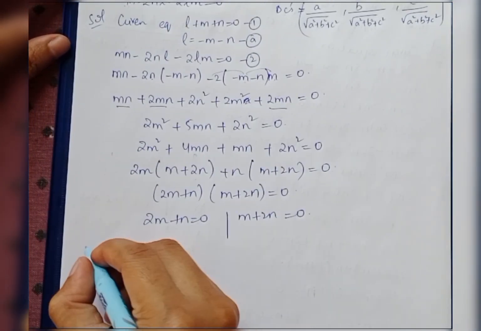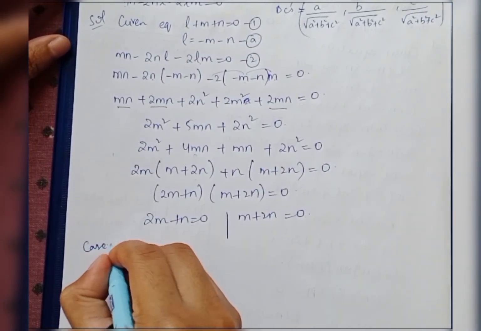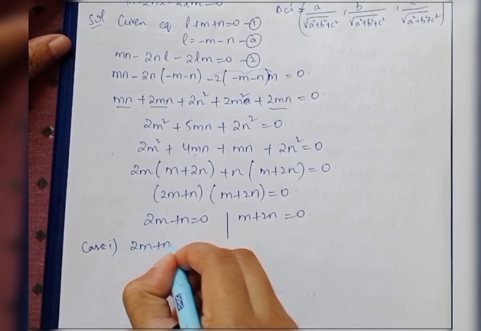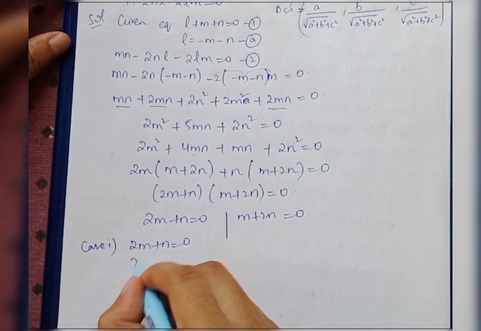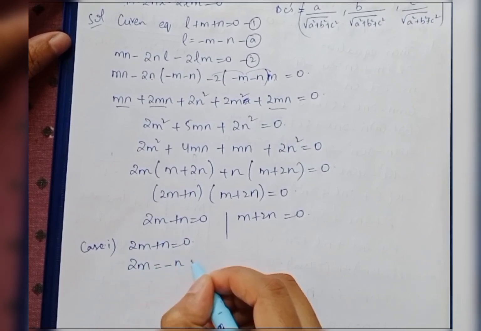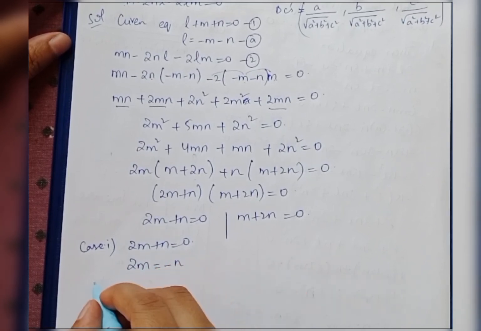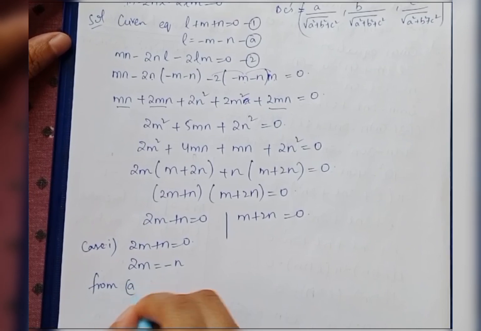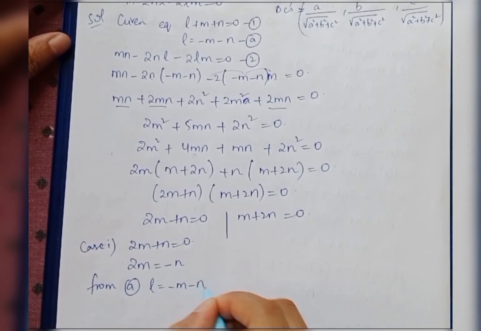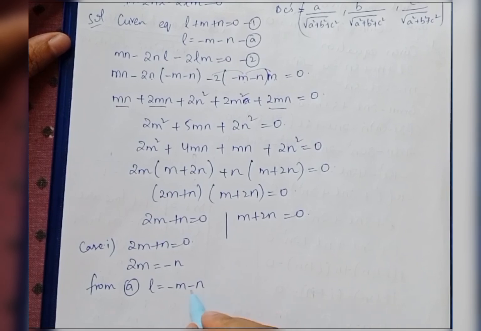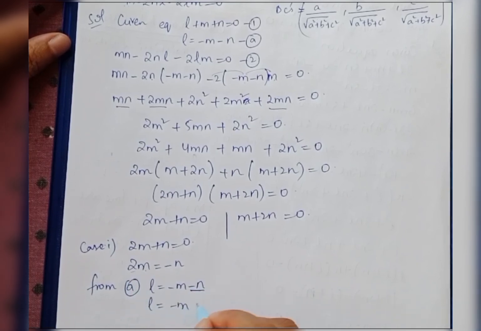Okay, so case 1 will be 2m plus n equals to 0. From here we'll get the value of minus n. 2m is equals to, it will be minus n, right? And from equation A, our equation A was L equal to minus m minus n. Substituting the value of minus n as plus 2m, L is equals to minus m plus 2m. L is equals to m.